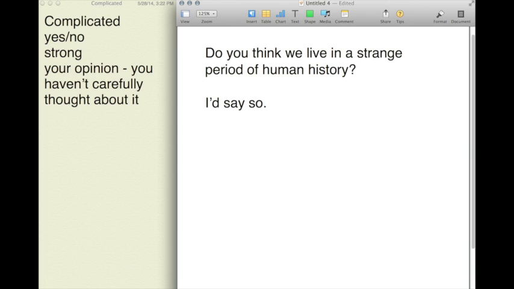If we really agree and we want to make that really strong, we can say definitely. Definitely. That means very yes. If you think that it's not so simple to agree or disagree, and you think in some ways yes, in some ways no, you can say yes and no. Yes and no. This can be your answer.